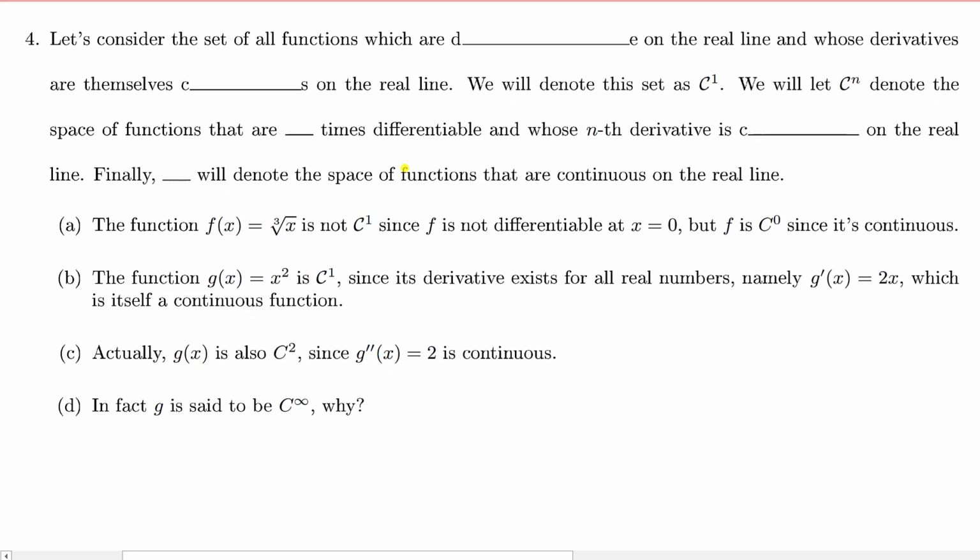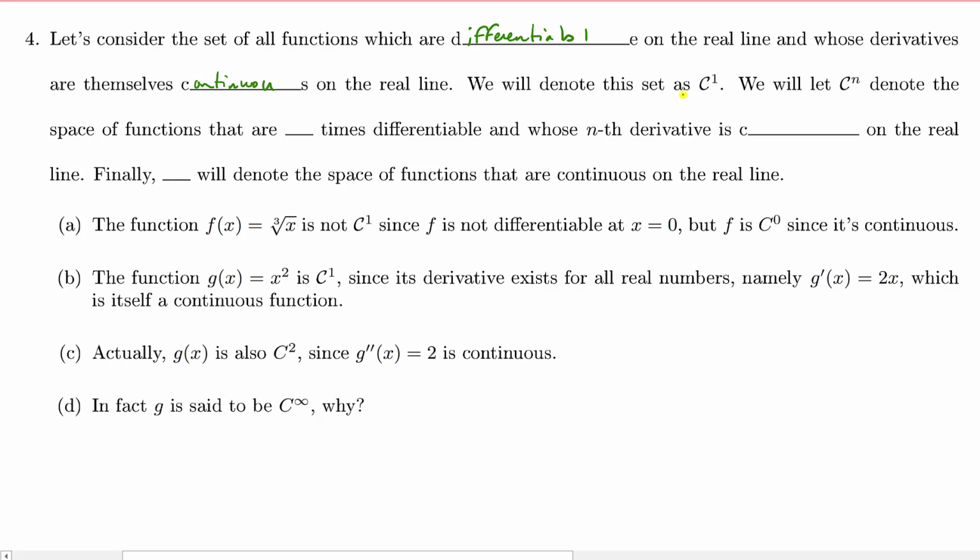And we're going to introduce some spaces that we'll be talking about throughout this course. We might as well spend a little bit of time on this now. So let's consider the set of all functions which are differentiable on the real line and whose derivatives are themselves continuous, however you want to fill in that blank. So remember that if a function is differentiable, it's also continuous. But that doesn't necessarily mean that the derivative of the function is going to be continuous. And if you're interested in finding some examples of functions that are differentiable everywhere but those derivatives are not continuous, let me know.